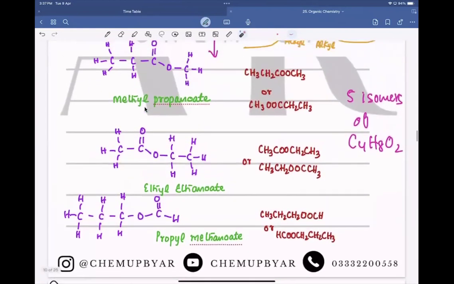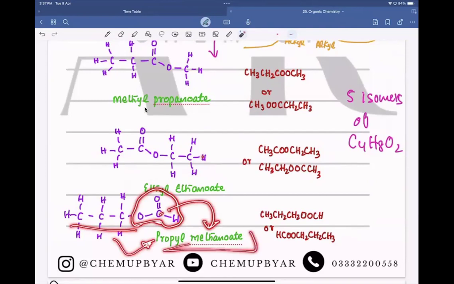Yes, sir. Clear. Now, what I did, I move one more carbon atom over here. So over here, I got 3 carbon atoms and C double bond O, C double bond OH. So 1 carbon atom makes it methanoate and 3 carbon atoms makes it propyl. So it becomes propyl methanoate. Is this clear?